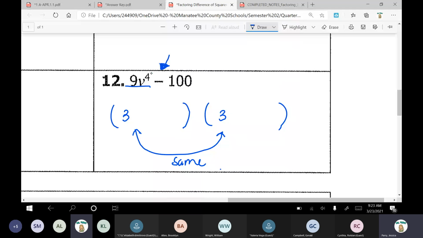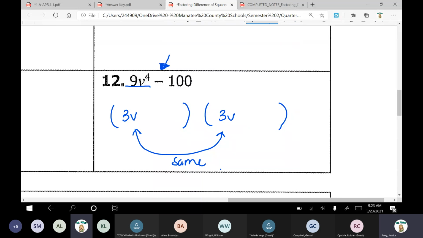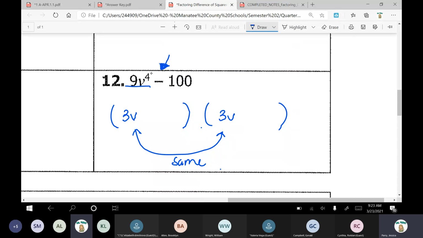We have a v to the power of 4. I'm going to put a v here, v here. Remember, if you have an exponent that's higher than 2, just cut that exponent in half. What is half of 4? Or think of 4 divided by 2 is 2. So we're going to go ahead and split the exponent in half. So now I've got a power of 2, power of 2.